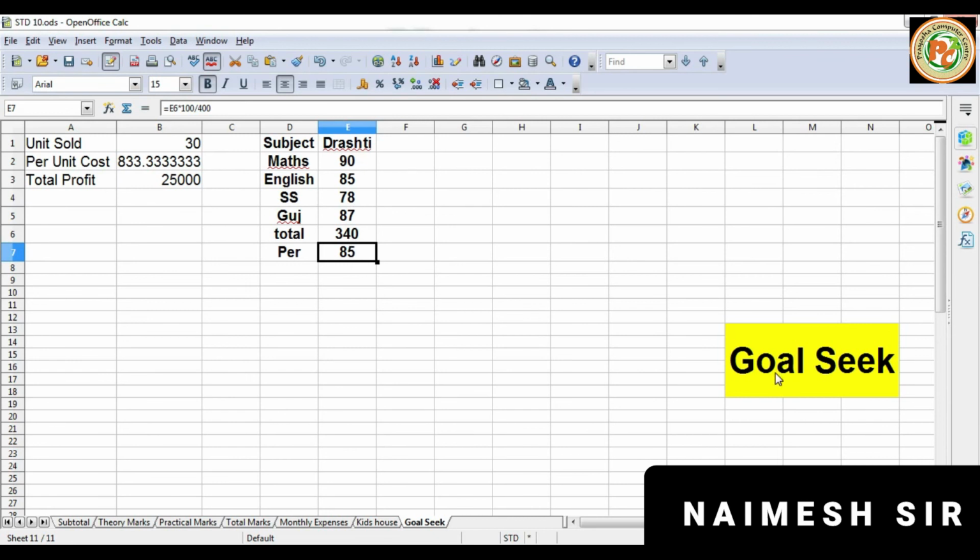So this is called goal seek. Whenever you decide any kind of goal and want to change any values, then you can use goal seek. But the most important part is that goal seek only applies to a formula cell, because here we have applied the formula. Only the formula part will be applicable for goal seek, otherwise goal seek will not work.